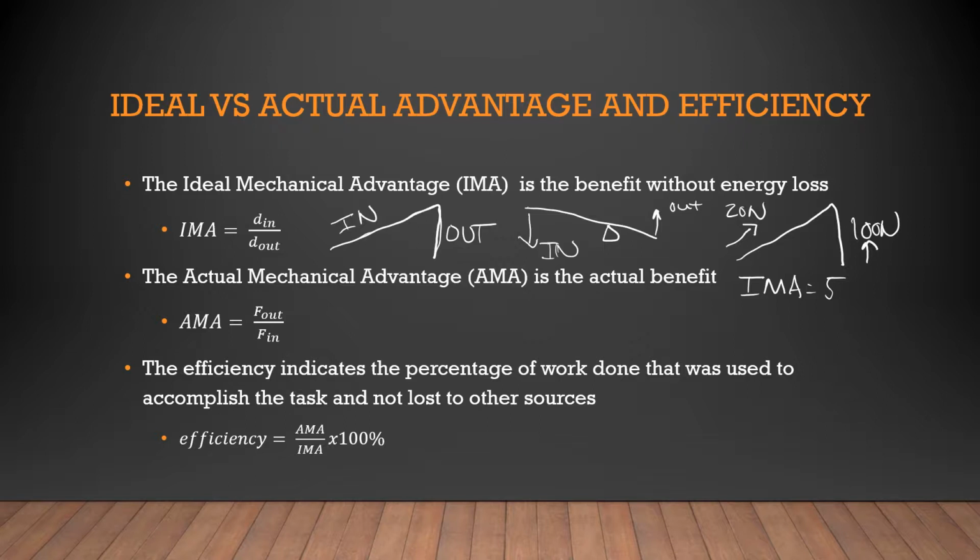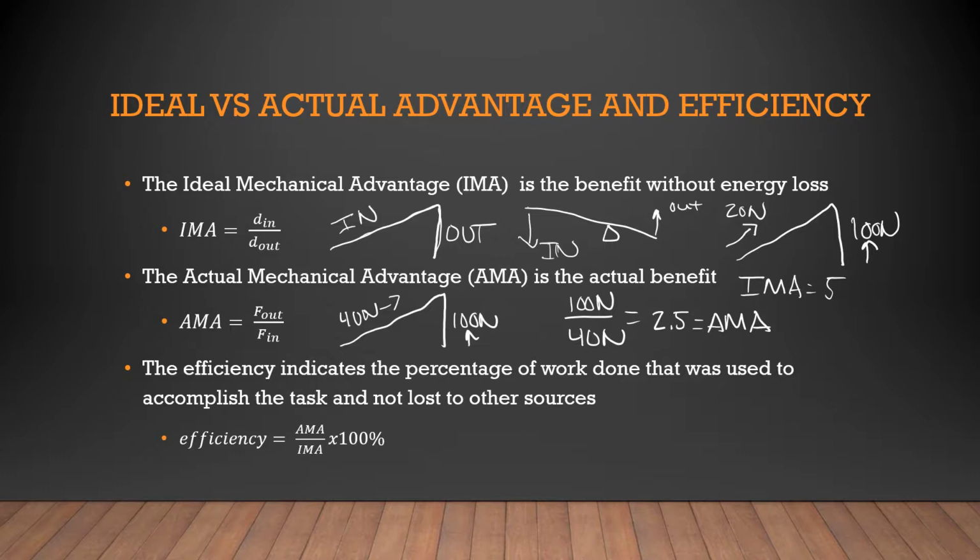Okay. Let's instead say that we tested it out and it took us 40 newtons worth of force to push it up the ramp. We know that it normally would have taken 100 newtons to lift something up in the air. That means that our AMA is going to be the output of our system, or 100 newtons, divided by how much force we put into the system, or 40 newtons, which means that we only got a benefit of 100 divided by 40, which is 10 divided by 4, which is 2.5.